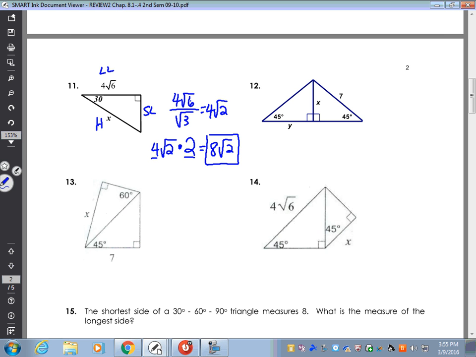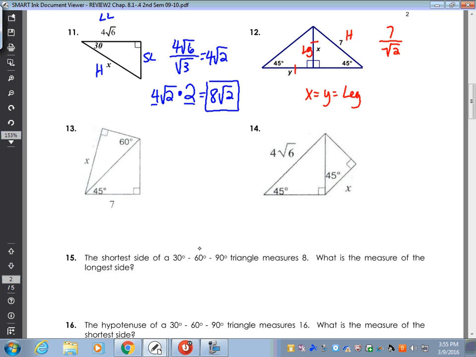Now, if you need help for number 12, I'm going to get you started. They're starting off with the hypotenuse. We need to get to the leg. So I take that 7, divide by square root of 2. Please try to rationalize that. Your hint is the x and the y are the same. They're all going to be congruent. So finish that one.